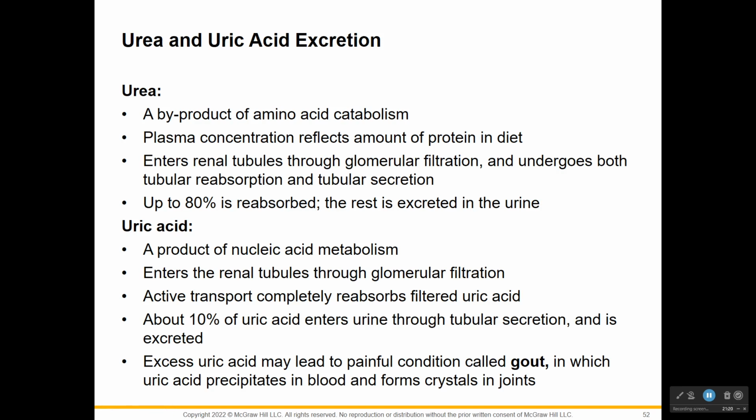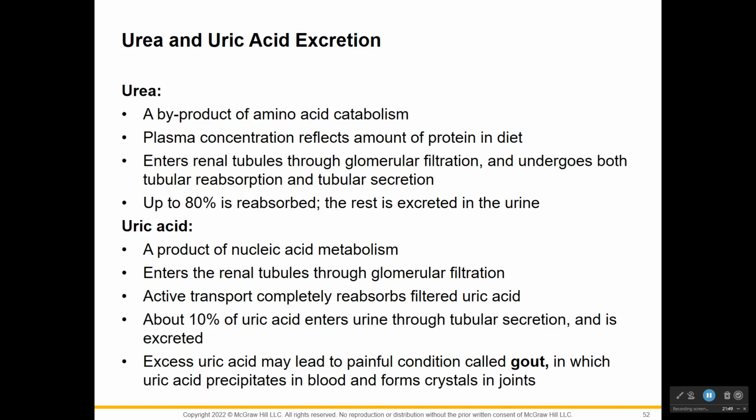So urea, I mentioned earlier, and I mentioned uric acid also. Urea is a byproduct of amino acid catabolism. So when you eat protein and you digest the protein and break it down into amino acids, you're further metabolizing the amino acids and you end up with this waste called urea. The plasma concentration reflects the amount of protein in your diet, depending on how much urea is in the plasma.